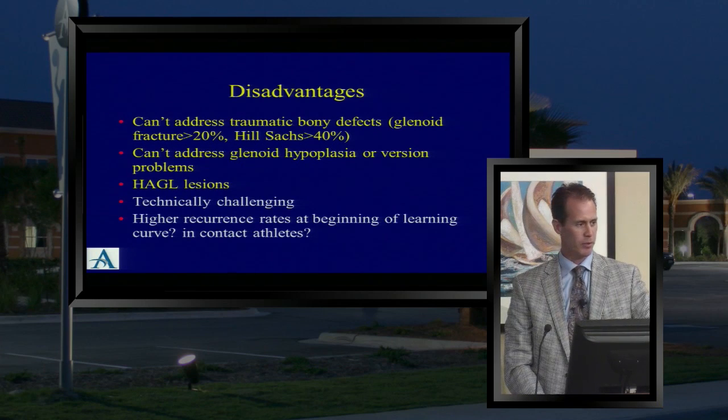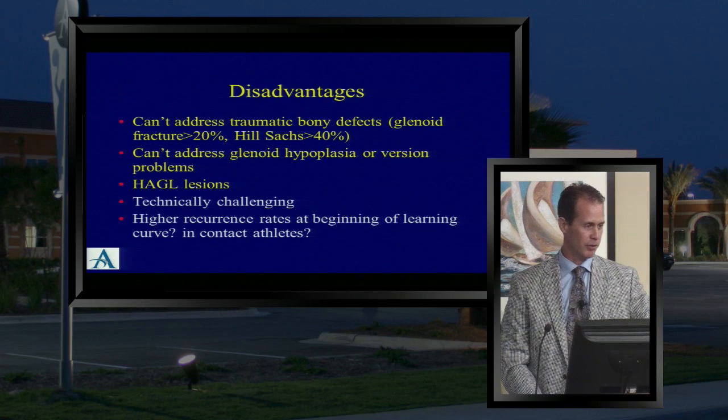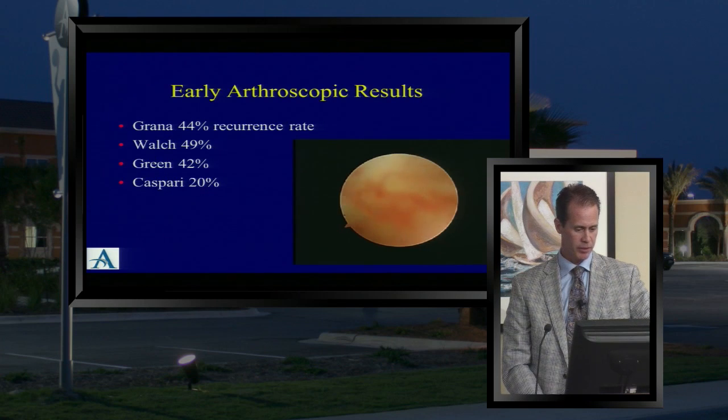Humeral avulsion of the glenohumeral ligament, I think that probably deserves a question mark at this point as a disadvantage, because there are some that you can do through the scope. I've done a handful. It's not easy, but it's doable. Certainly technically challenging, and potentially high recurrence rates were disadvantages as people were getting better with this. The early arthroscopic results were horrendous.